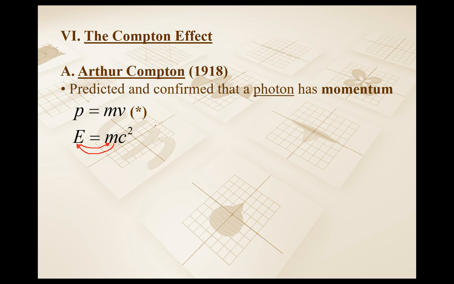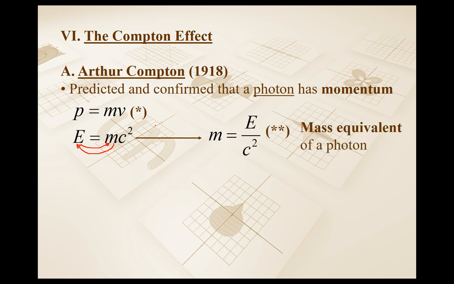So we're going to do a little bit of a cheat with the equation here. The cheat is we're just going to manipulate this for m, and we'd have m equal to E divided by c squared. This equation gives the mass equivalent of a photon, which pretty much means if you could take the energy of a photon and turn it into mass, this is how you would do it.